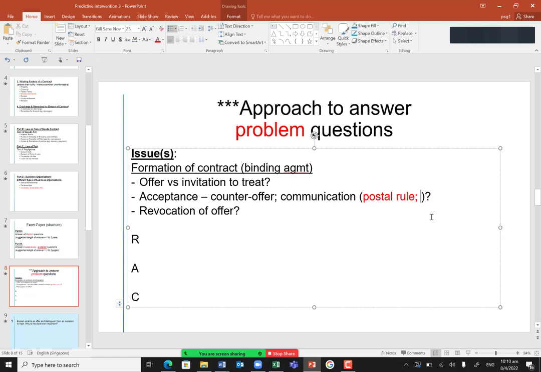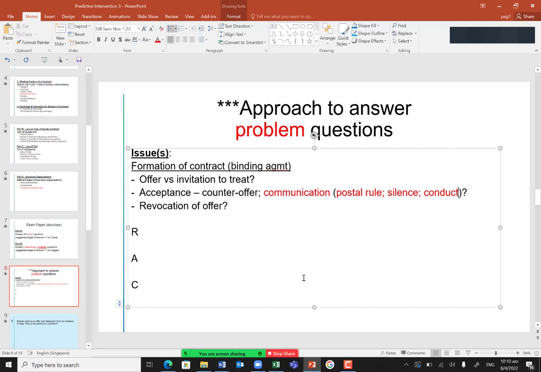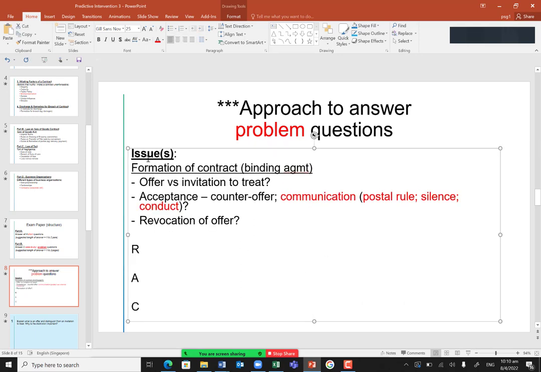Apart from the postal rule, on the issue of communication, there is another important and common possible exam issue where they may test you on silence. Can you accept an offer by keeping quiet? Or maybe by conduct. So the fact is, there could be issues, plural, with the S. Not just one issue, but the main issue, which is formation of contract, and then sub-issues. Right, so that's the first step.